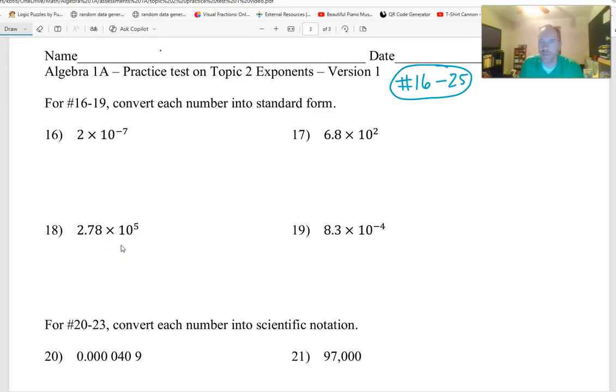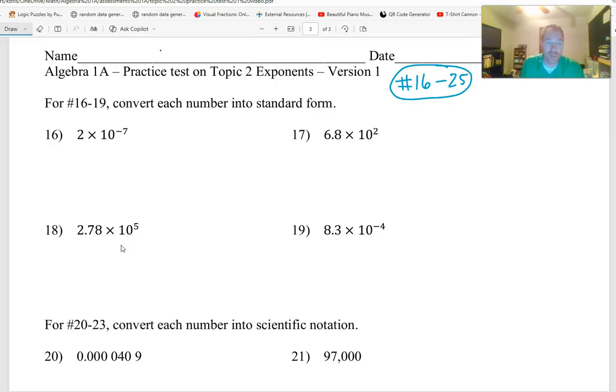Welcome Algebra 1A students. We are working on a practice test here for topic 2 exponents. This is version 1 of the practice test. In this video we are looking at problems 16 through 25, the last page of this practice test.